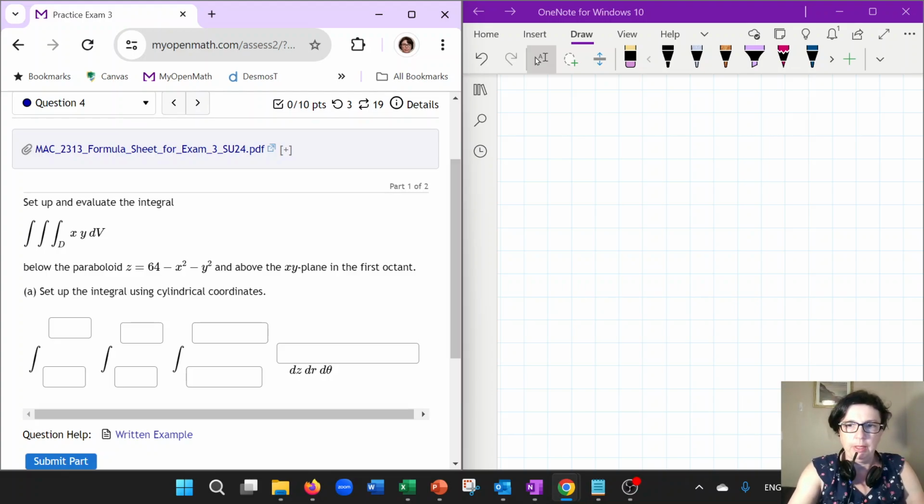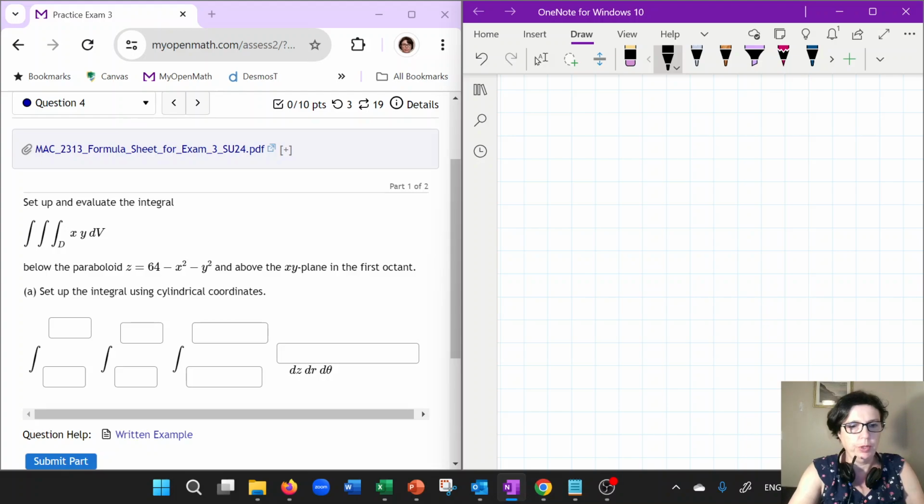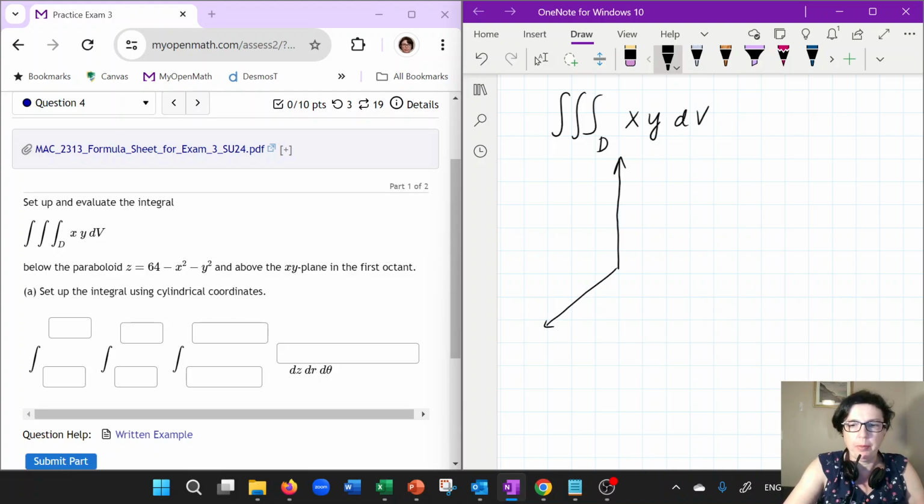Okay, guys, so in this question, we are going to review cylindrical coordinates. This is a triple integral that we are trying to compute over x multiplied by y. The solid that we are going to compute this over is a paraboloid. The paraboloid is going to be your ceiling, and the xy plane is going to be your floor.